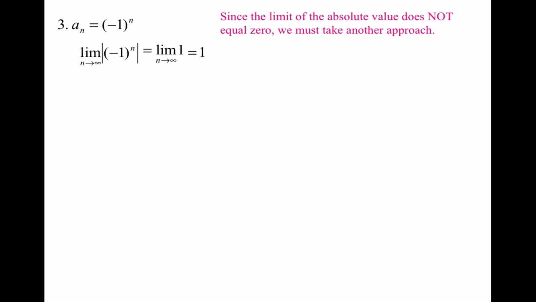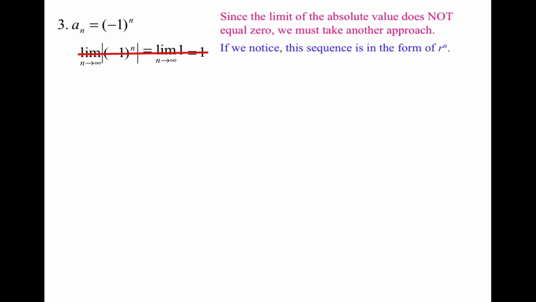All right. Now, if we were to take the sequence a sub n equals -1 to the nth power, and since it's alternating signs, I'm going to take the absolute value, which will just give me the limit as n approaches infinity of 1, which just gives me 1. Now, since the limit of the absolute value does not equal 0, we must take another approach. So that approach did not work. Now we have to start over.